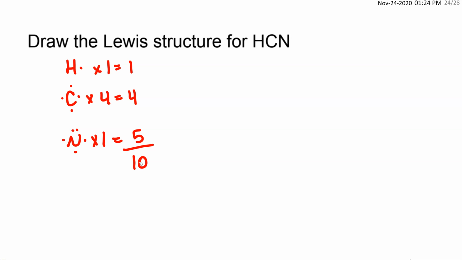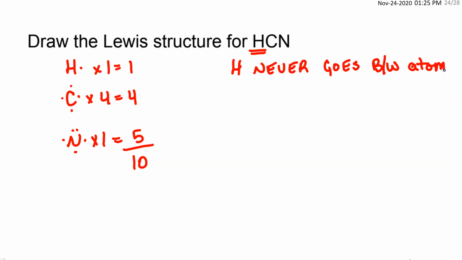Now, drawing this one seems a little tricky because I've always said that the first element goes in the center, but hydrogen never goes in the center. Or better yet, never goes between atoms. So hydrogen never goes between atoms, so it can't be in the middle, which means the next one in line goes in the middle, which is carbon. So we draw our skeleton structure, we put everything on the outside.